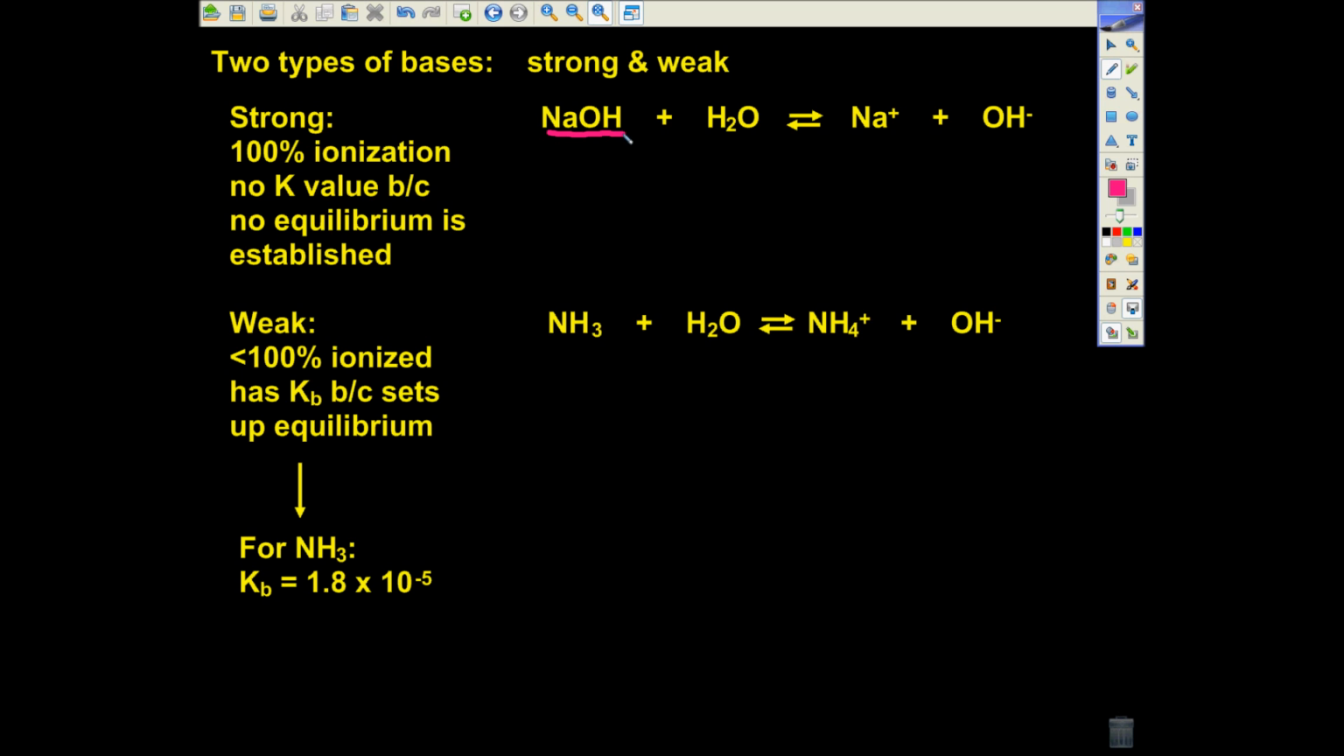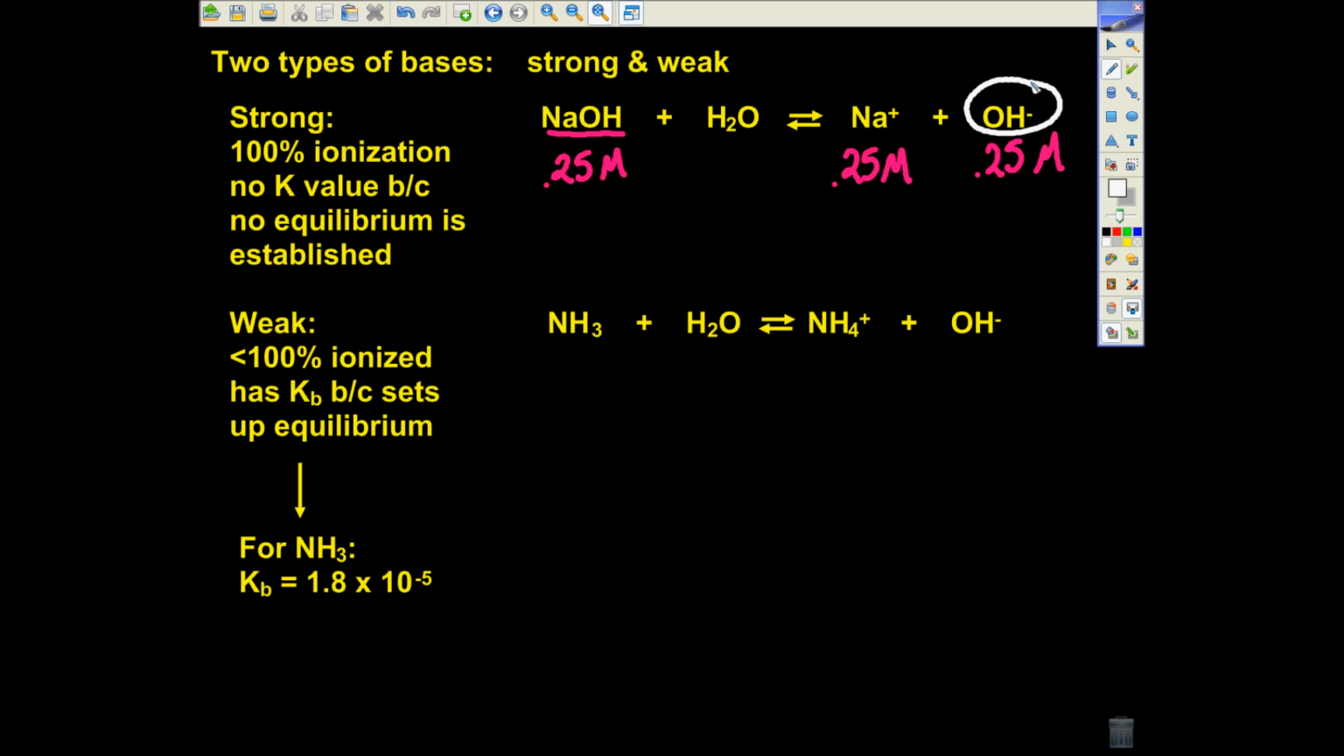Now let's suppose that we have 0.25 molar NaOH. Because 100% of it dissociates, that means we're going to get 0.25 molar sodium ion and 0.25 molar hydroxide ion. Now, if you're calculating the pH of this solution, it's relatively simple. Because this is 100% ionization, the pH is going to be related to the amount of this right here.